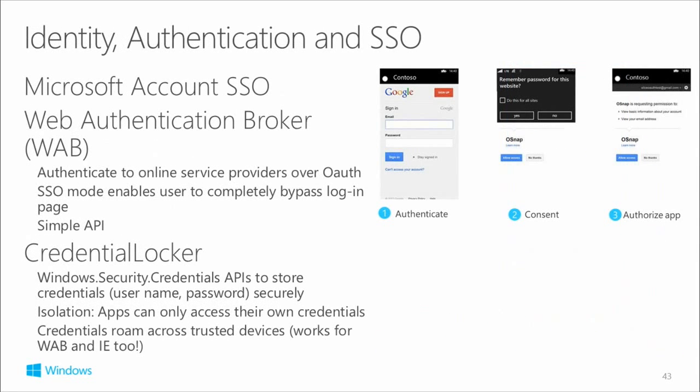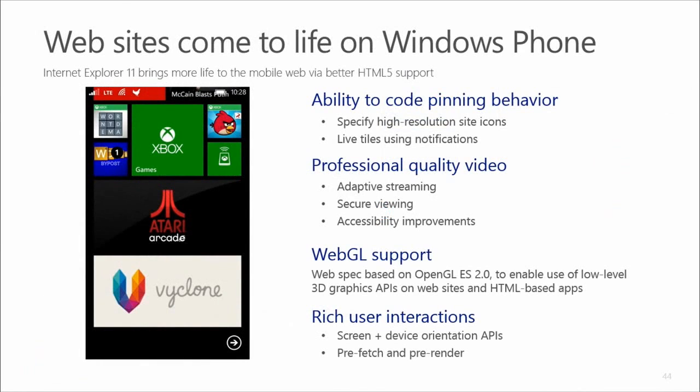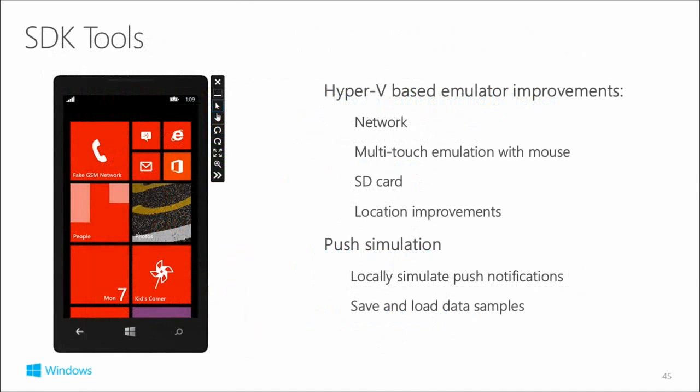Sort of coupled with that, we've got great new stuff for identity and authentication and single sign-on. So this web authentication broker encapsulates all the complicated stuff of doing OAuth authentication against social providers. And we've got credential locker for secure storage. With website HTML5, we've got Internet Explorer 11 on the phone. So if you're doing websites or using WinJS apps for building it, we've got great support for WebGL, which has been a big ask, and inline video, and loads of great stuff, great support for HTML5 features.